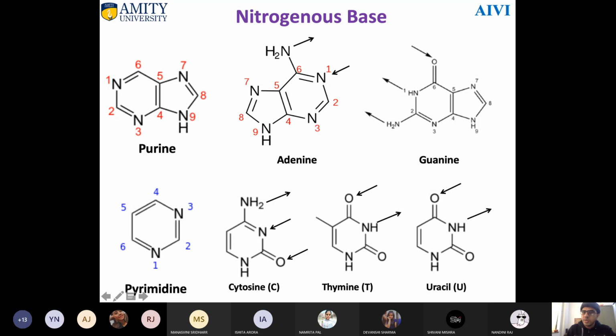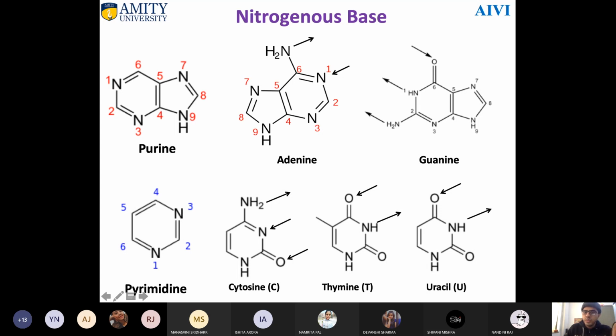Why do we call it a base? Because nitrogen has 2 electrons, so it can donate electrons, and an electron donor is a base. One thing you need to focus on again is the donor and acceptor. This nitrogen is a hydrogen bond donor because H is there on it. This nitrogen is an acceptor only, where this oxygen is an acceptor, this H is a donor, and this H is also a donor. So one can form 2 bonds, another can form 3 bonds.